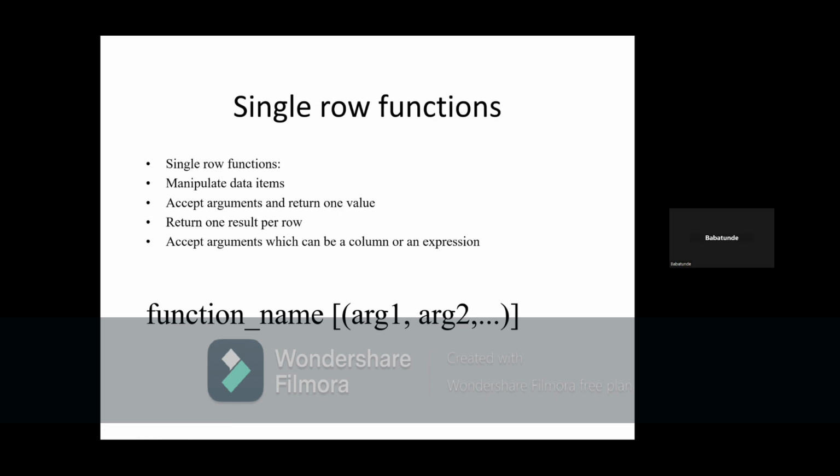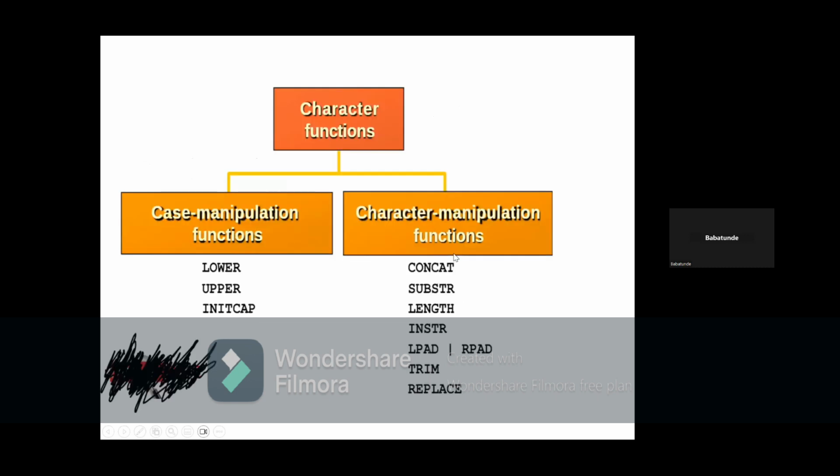So it returns a value. If you develop a function on Oracle, it always returns a single value set for you, not multiple ones. It returns one result per row, and the accepted argument can be a column or an expression. This might not make sense to you now, but we shall begin to see them by the time we begin to apply them.